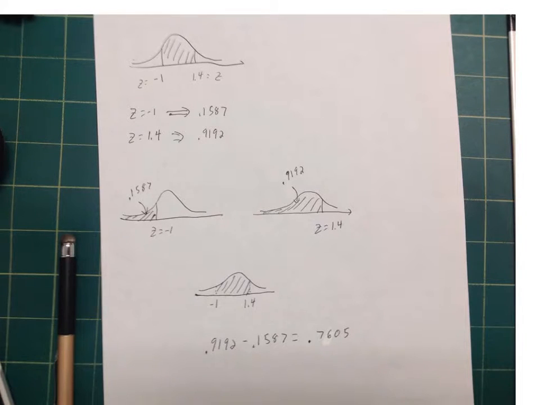I was showing you how to use table 4 in the earlier videos. I've got my book open to table 4, and I'm just looking these numbers up in it. I looked in z equal -1, and I found 0.1587, and I looked at z equal 1.4, and I found 0.9192. So I drew a picture of each of those.